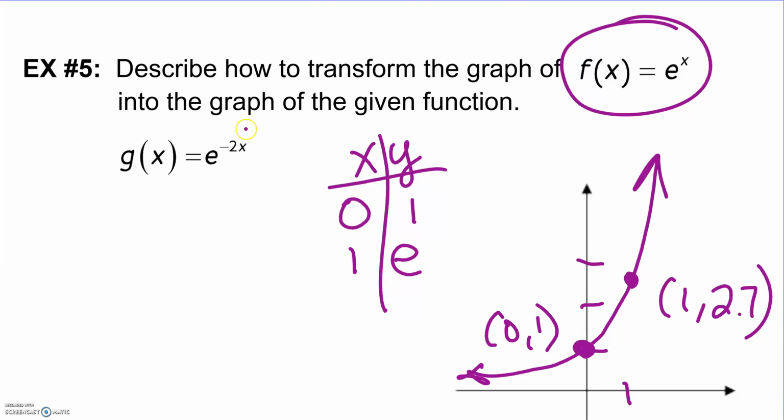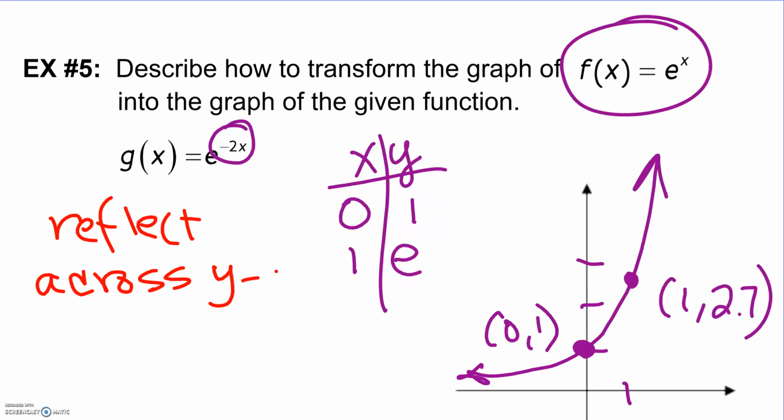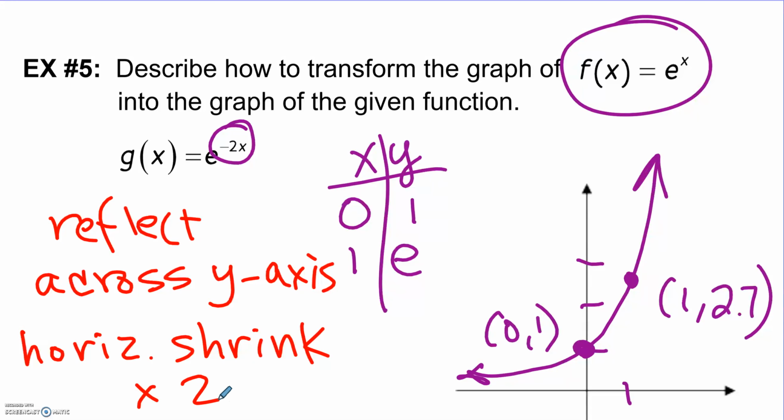And then remember, if you are multiplying that x value by -2, what that does to the graph, the negative is going to reflect it across the y-axis. And then the 2 is a horizontal shrink by a factor of 2. So when you graph that, reflect it and horizontally shrink it a little bit, it would still go through this point 0, 1, but it would be horizontally shrunk a little bit.